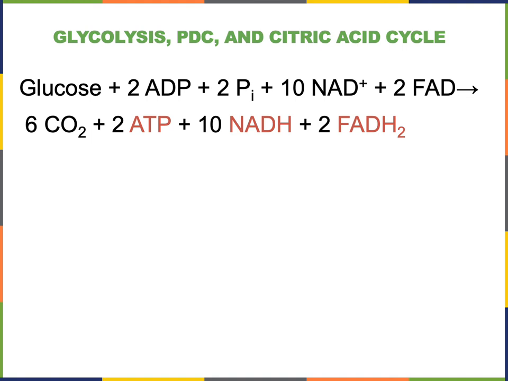And then the citric acid cycle generated three molecules of NADH as well as a molecule of FADH2 for every acetyl-CoA that entered. And from one glucose, there would be two molecules of acetyl-CoA that enter the citric acid cycle. So we would have six molecules of NADH and two molecules of FADH2. And there was also a GTP that was produced in the citric acid cycle that can be converted to ATP.